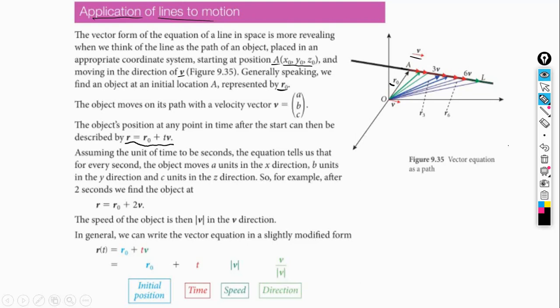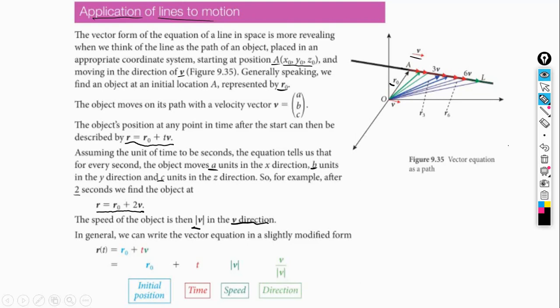Assuming the unit of time to be seconds, the equation tells us that for every second, the object moves a units in the x direction, b units in the y direction, and c units in the z direction. So for example, after 2 seconds, we find the object at r is equal to r sub 0 plus 2 times v. The speed of the object is then the absolute value of v in the v direction.